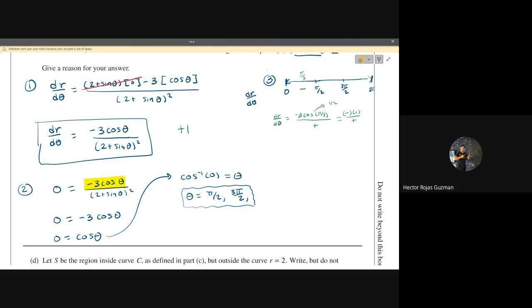Okay. So now let's go with pi. dr d theta equals -3 times cosine of pi. Cosine of pi is -1. And the denominator, no matter what, it's going to be positive. So that's positive. And then finally, let's plug in, I don't know, 11 pi over 6.